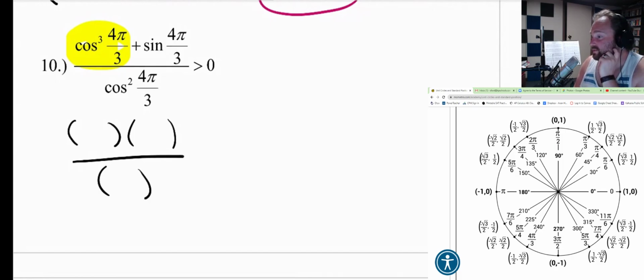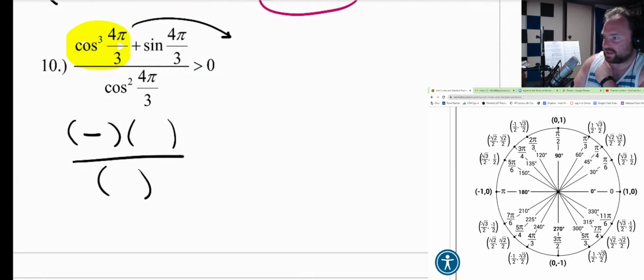4 pi over 3 is down in the third quadrant, and you already know from the previous lesson that cosine is negative in that quadrant. And since you're going to take a negative number and raise it to an odd power, it's going to be negative. So over here, I'm going to make my note. You don't actually need to calculate it, but that is the negative square root of 3 over 2, to the third power. So a negative number raised to an odd power is negative.